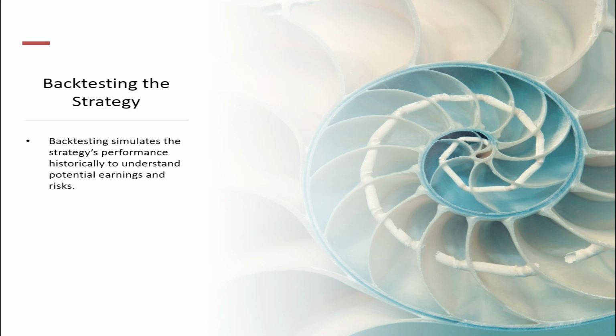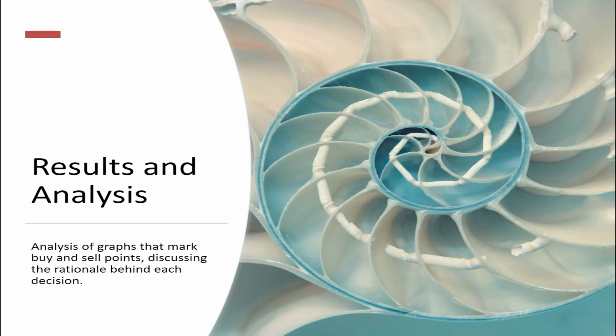One of the most important parts is the backtesting. Backtesting is really crucial. It simulates how our strategy would have performed in the past. By backtesting, we can see not just the potential earnings, but we can also understand the risk and refine our strategy before using it with real money. For results and analysis, we will go through the graph that marks our buy and sell points, and then we will discuss everything behind each decision made by the code, and evaluate our performance.